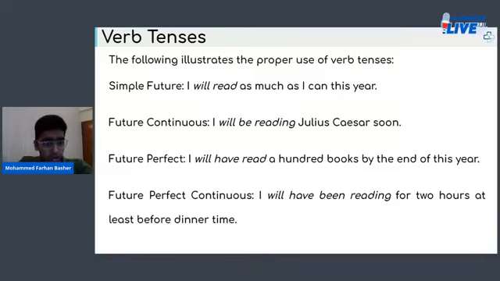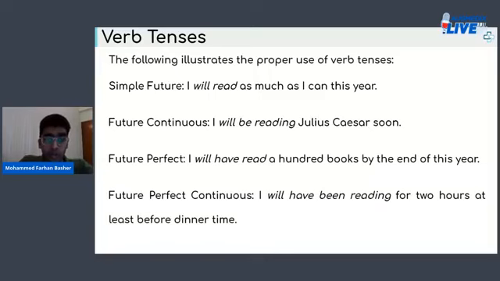You see, so you could say I will read Julius Caesar soon. That would do as well. But at times we can somehow talk of actions that we want to pursue in the future, and we can talk of them in the future continuous tense. So I could say that I will read Julius Caesar soon. I can also say I will be reading Julius Caesar soon. Both are fine. Will read, will be reading, both are fine.